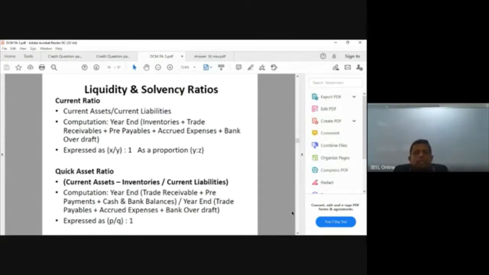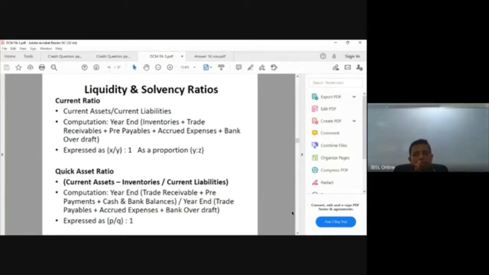If you take a live example where the current liabilities total is 100 and current assets total is 200, then the proportion is 1 is to 2. Compared to current liability, what is the proportion of the current assets? In the given situation, the well accepted proportion for most of the companies is 1 is to 2.